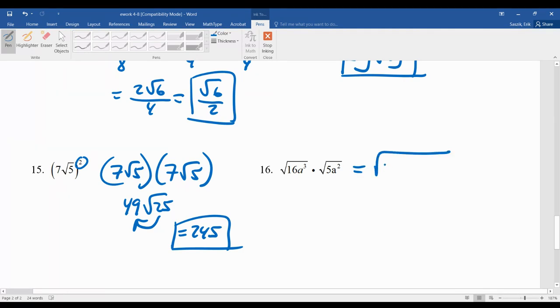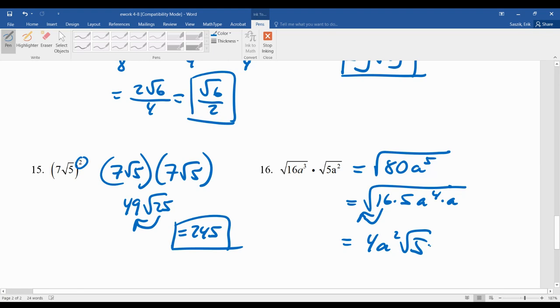Everything's in the root, so you can multiply it. And remember, you add the exponents. Break up the 80 to 16 times 5. Change the a to the 5th to a to the 4th times a. That comes out as 4. This comes out as a squared. And you have 5a left inside.